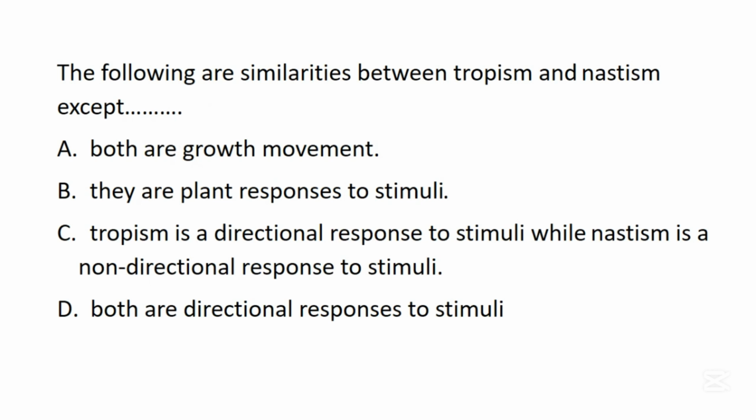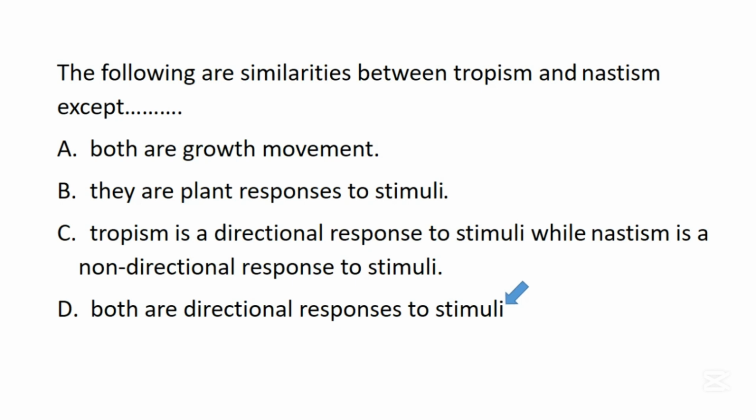The next question says, the following are similarities between tropism and nastism except dash. A. Both are growth movements. B. They are plant responses to stimuli. C. Tropism is a directional response to stimuli while nastism is a non-directional response to stimuli. D. Both are directional responses to stimuli. In this question, the correct answer is D. Both are directional responses to stimuli.